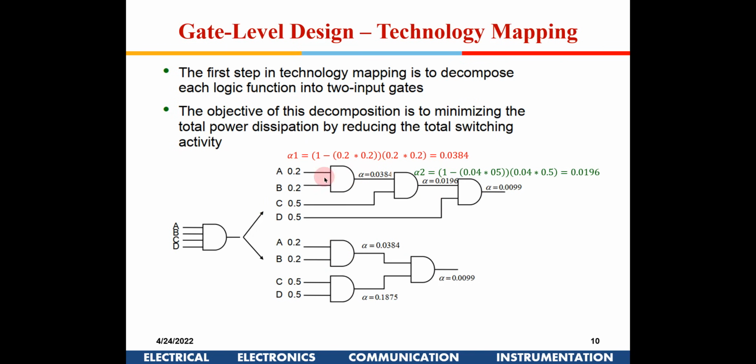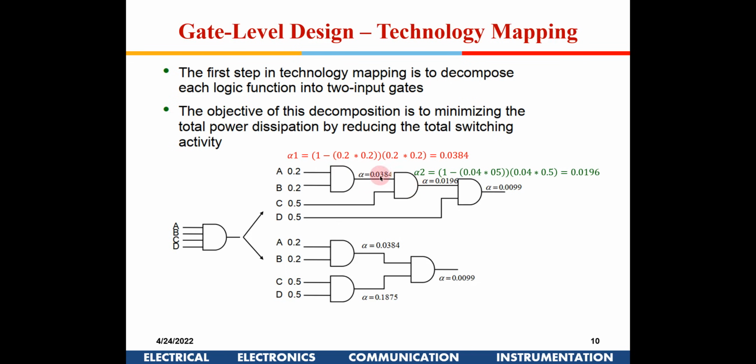So we came here. Now if you see here, what is the activity cycle here? This is a 0.2 and this is a 0.2 out here. So the probability of this node going high will be 0.2 into 0.2, and the probability of it being 0 is 1 minus 0.2 into 0.2. So I get 0.0384. Is this now clear to all of you? Yeah, Aditya, is it okay?